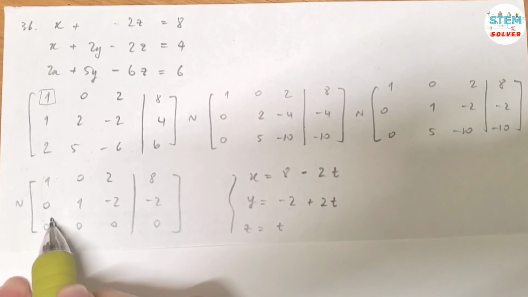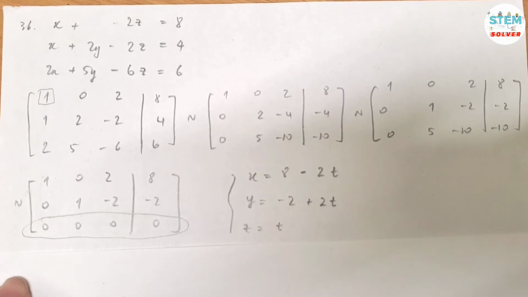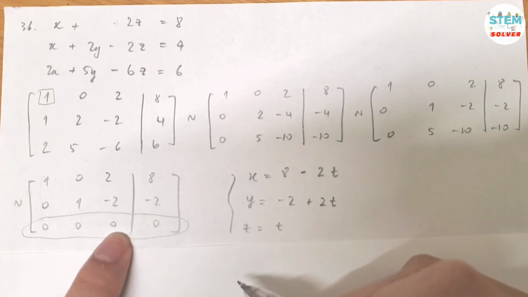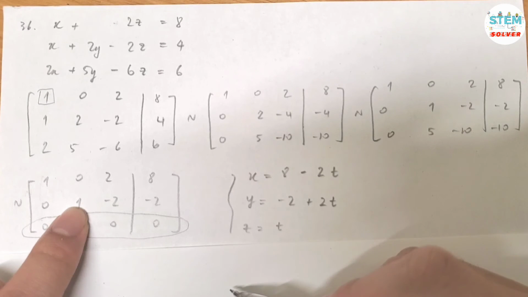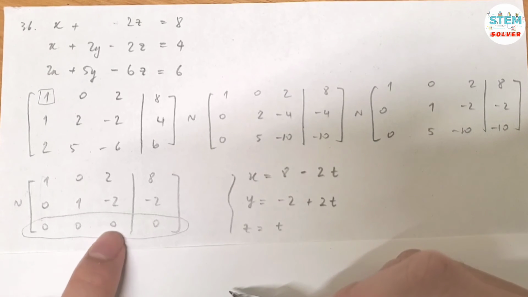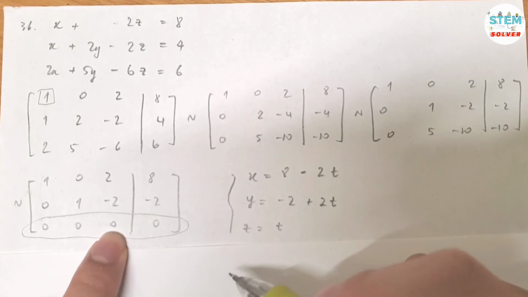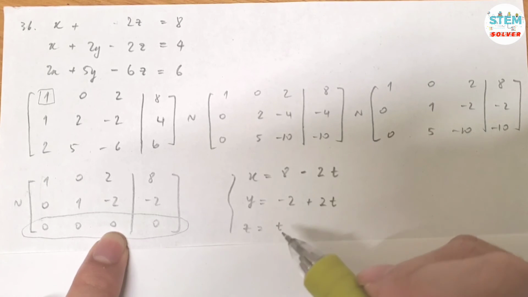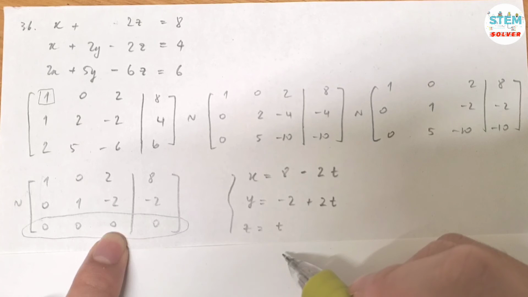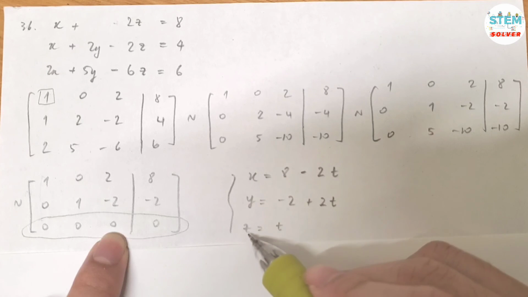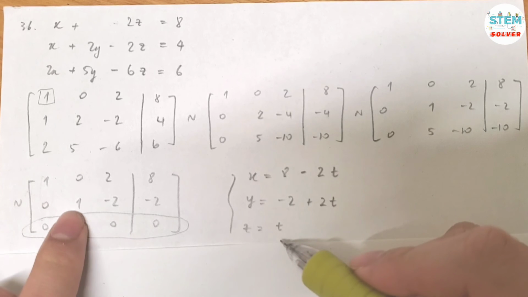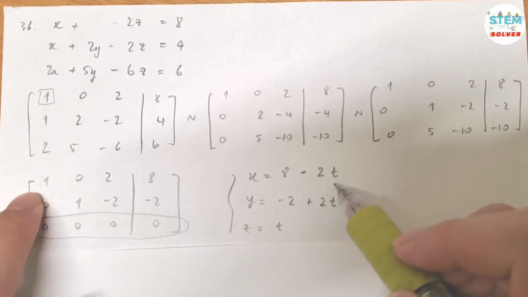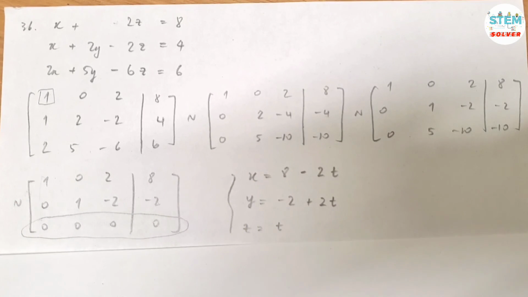Now you see that you have a 0 row, which means that you will have a dependent variable. So since you have x, y, this means that z will be a free variable, and I will call that variable t. So t could be anything: positive number, negative number, fraction, integer, whatever it is. So z equals t, and then y equals -2 plus 2t, x equals 8 minus 2t, in terms of variable z. So here's your final answer.